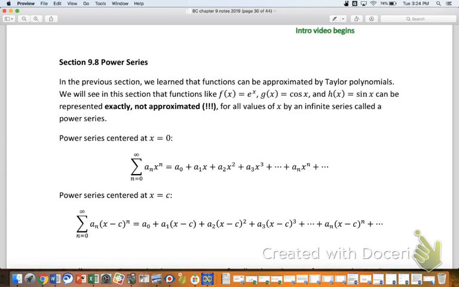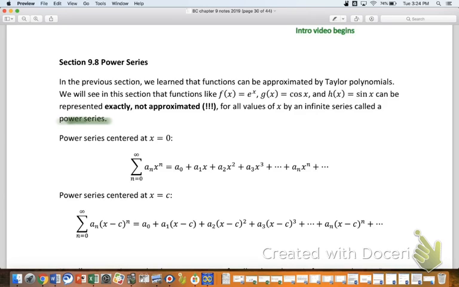And not only can we approximate those functions with Taylor polynomials, we're going to look at in this section that if we continue that polynomial on, we can exactly represent a function with a Taylor polynomial or a Taylor series, with the series just going on forever and ever and ever. We will generally call these series power series. And we're going to find that these power series look a lot like what we've been working with.